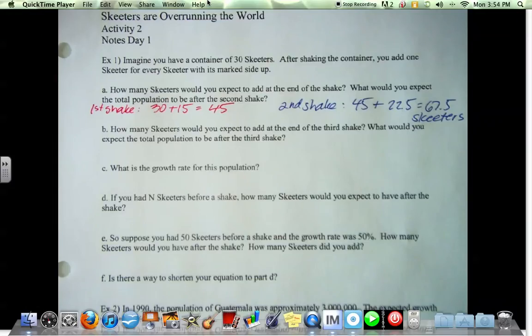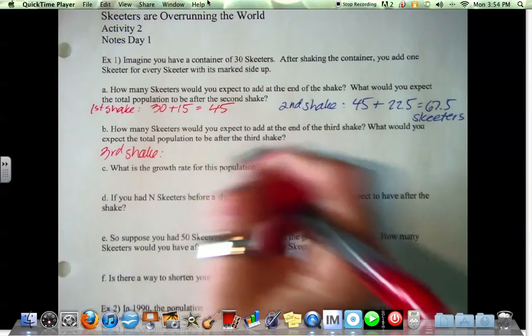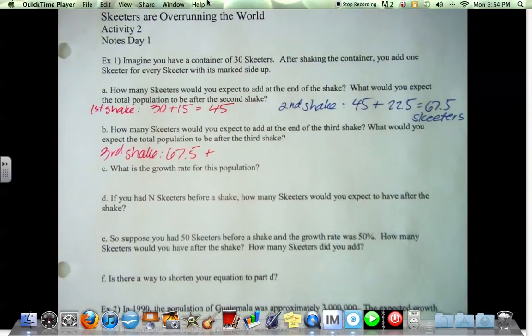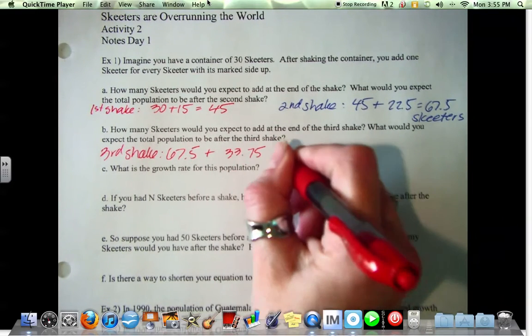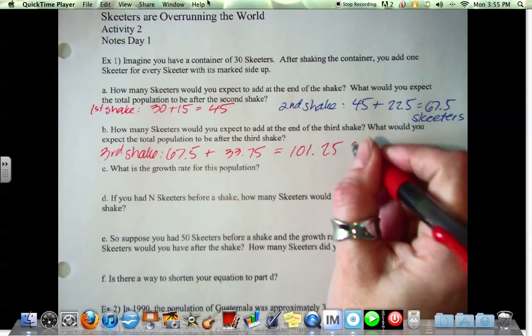How many skeeters would you expect to add at the end of the third shake? So we have third shake, we have 67.5, and we expect to add half. So what would you expect the total population to be after the third shake? Well, if we take half of 67.5, that would be 33.75, which would give us a total of 101.25 skeeters.